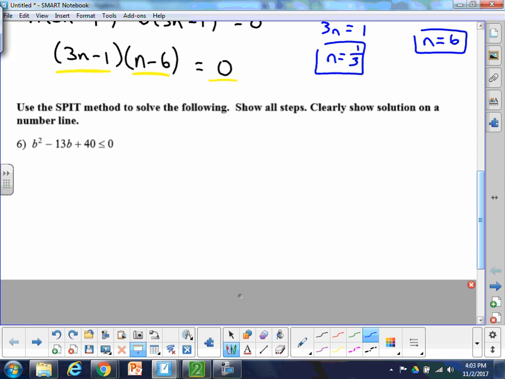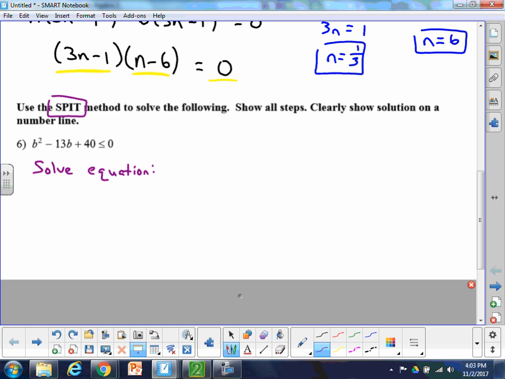Okay, and then finally, we can do something similar here. We can solve an inequality. And remember the steps here. I use the SPIT method, I like to call it. We're going to solve the equation, and then we will plot, and then we'll do an interval test. So that's where the SPIT method comes from.